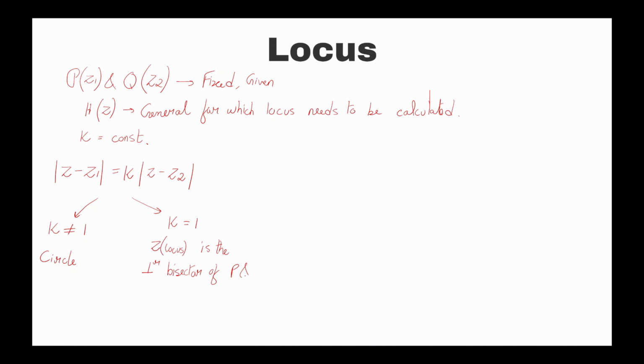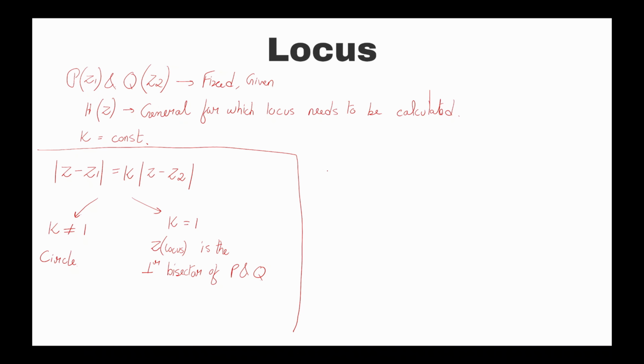So that means if I have my Z1 point in the Argand plane here, and I have my Z2 point here in the Argand plane, and my K is equal to 1 in this format, then where is my H locus going to be? It is going to be on the perpendicular bisector of P and Q, which is going to be a straight line joining Z1 and Z2, perpendicular to Z1 and Z2. So keep this in mind. This is one of the standard formats that you must remember.